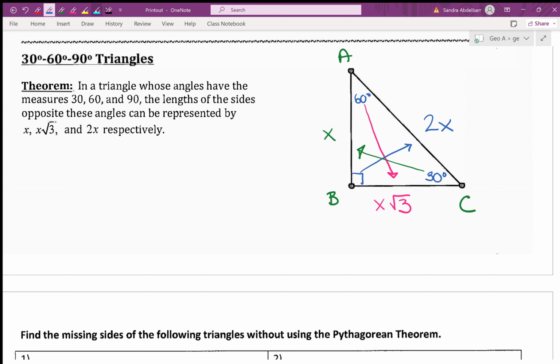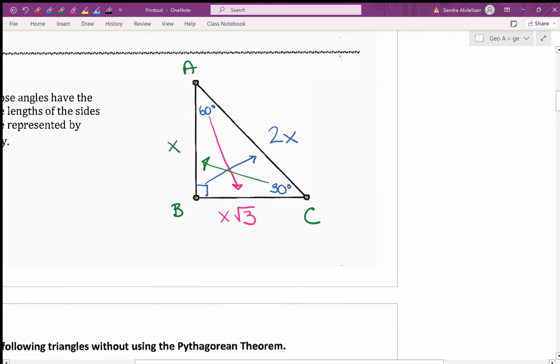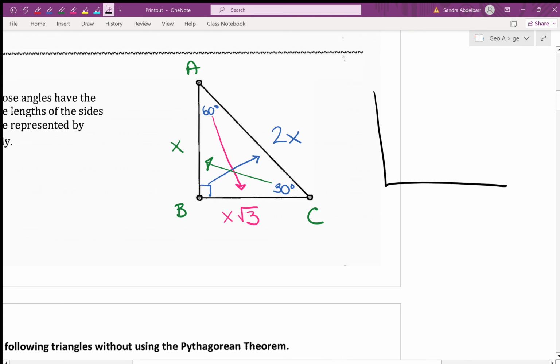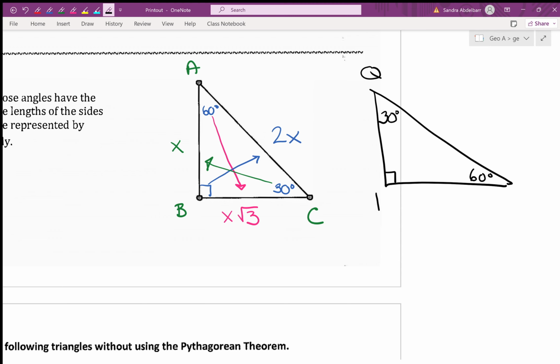Now, it does not matter which angle is the 30-degree angle, because now let's say, same thing, but now I put the 30-degree angle on top and the 60-degree angle on the bottom. Let's name this QRS. This time, the side across from the 30 is not QR. This time, the side across from the 30 is RS, which we're going to call X. And the side across from the 60 is X root 3, which is QR.